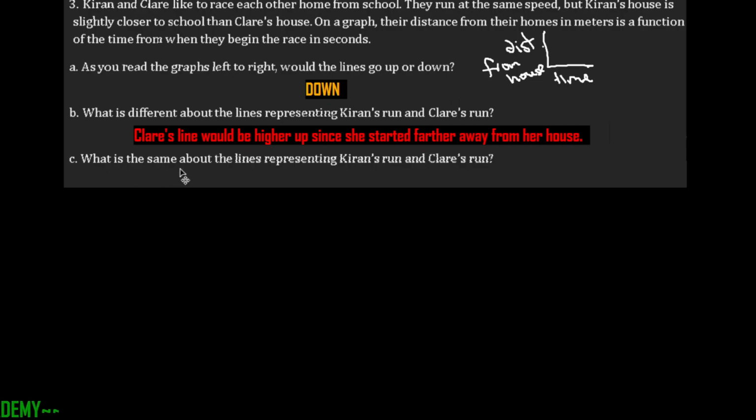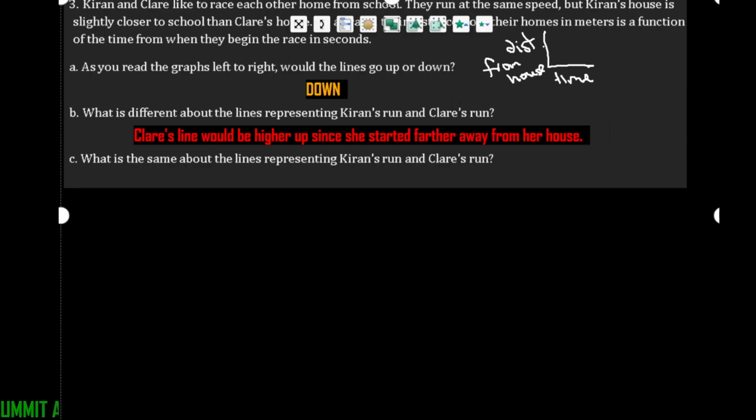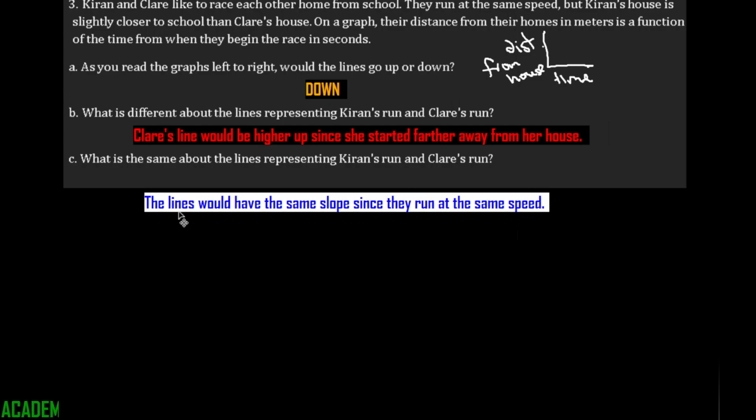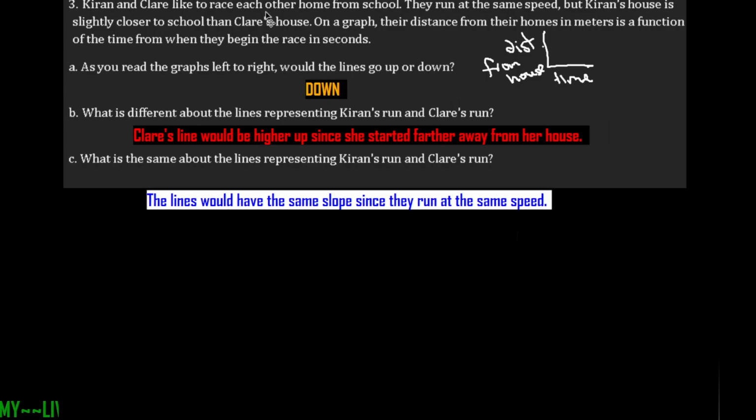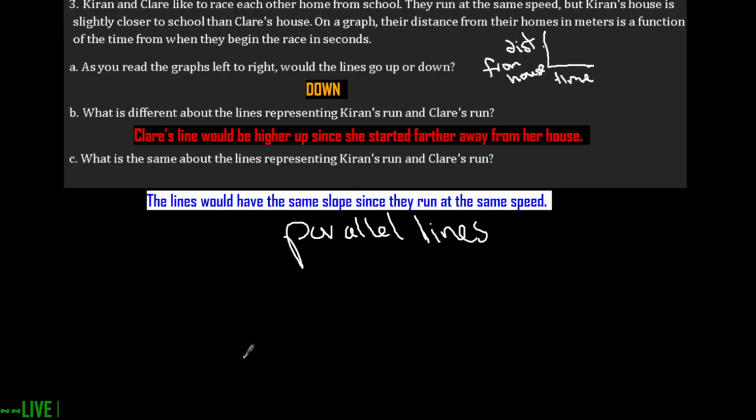And it says what is the same about the lines that represent Kieran's and Claire's run? Well, we could say the lines would have the same slope since they run at the same speed, meaning they are parallel lines. So anytime you see the words same slope, just make sure you're thinking they are parallel lines.